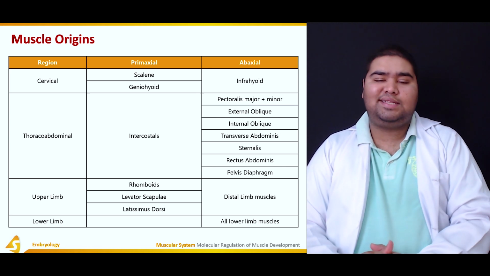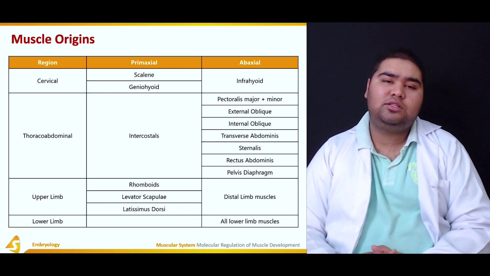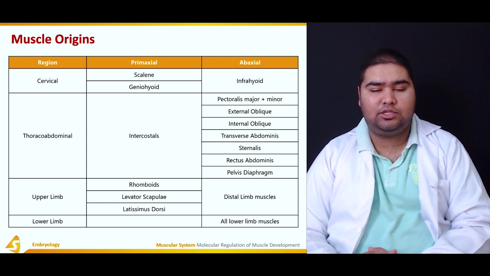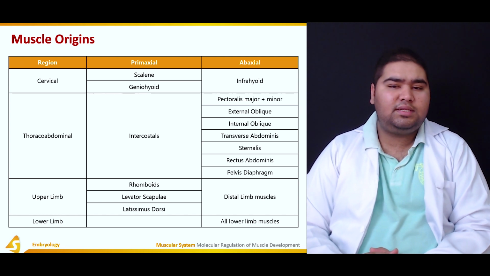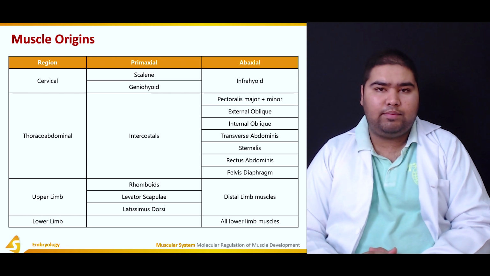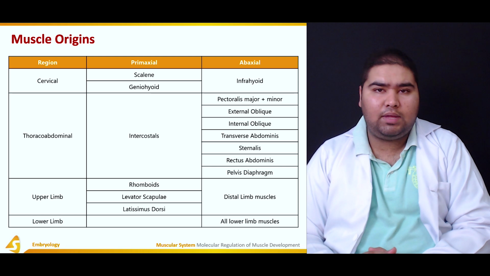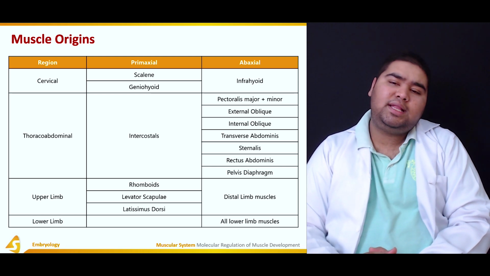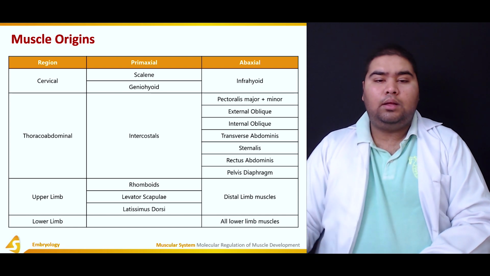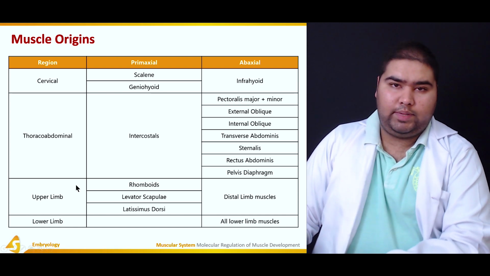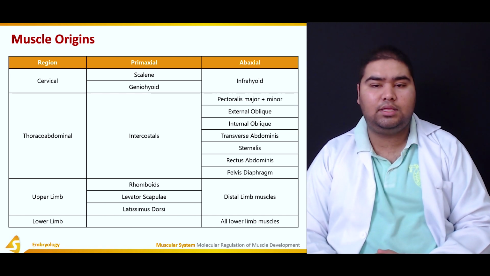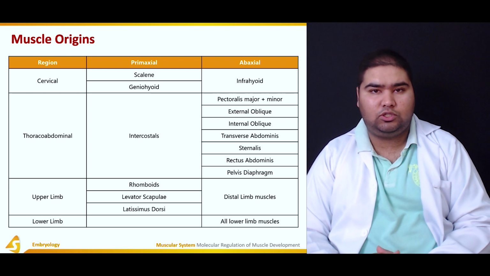So let's see which muscles originate in the cervical region from the primaxial and the abaxial domains. First of all, in the cervical region, we have the scalene muscles and the geniohyoid muscles. They originate from the primaxial domain, and only the infrahyoid muscle originates from the abaxial domain. Now we have the thoraco-abdominal region. In this, all the intercostal muscles originate from the primaxial domain.